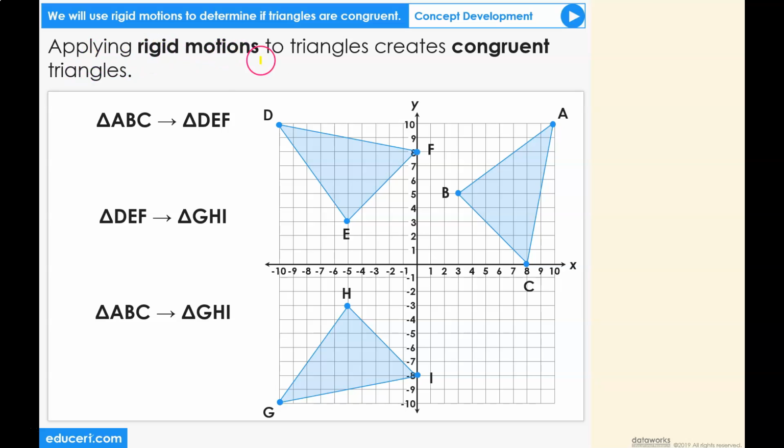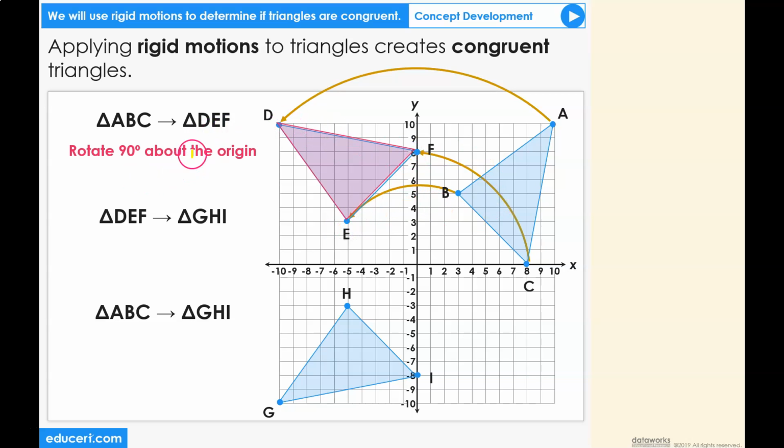Applying rigid motions to triangles creates congruent triangles. Any of the three rigid motions, which are translation, rotation, and reflection, will create an exact copy of the triangle, just in a different location. Here we see triangle ABC and triangle DEF, and these two triangles are congruent because triangle DEF is a rotation of triangle ABC, rotating 90 degrees about the origin.